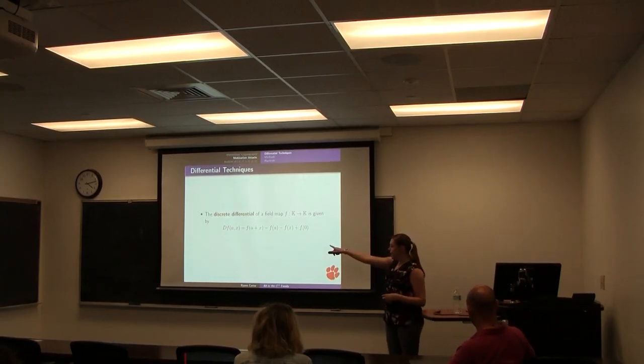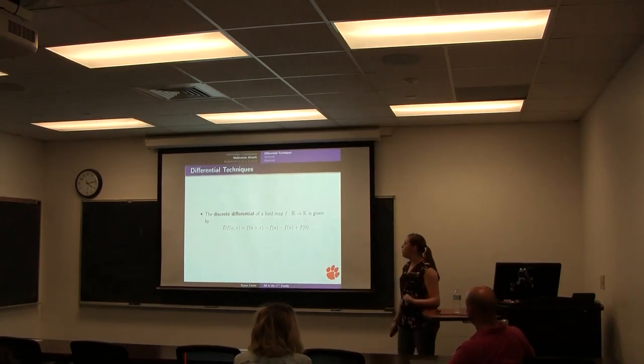But notice it's also going to add an additional variable. So if I start out with a quadratic function, and then I apply the discrete differential, I'm going to end up with a bilinear function. So depress the degree, but then add an additional variable.